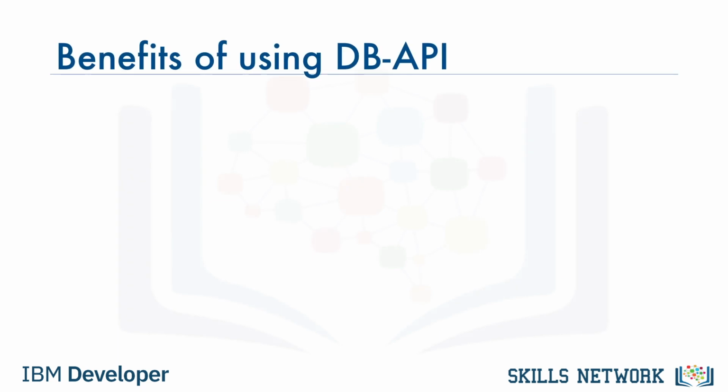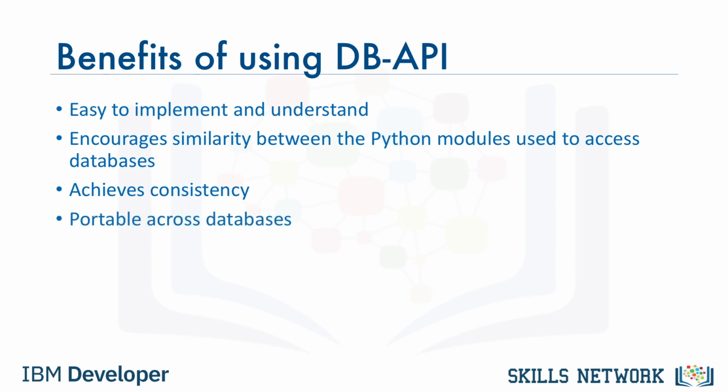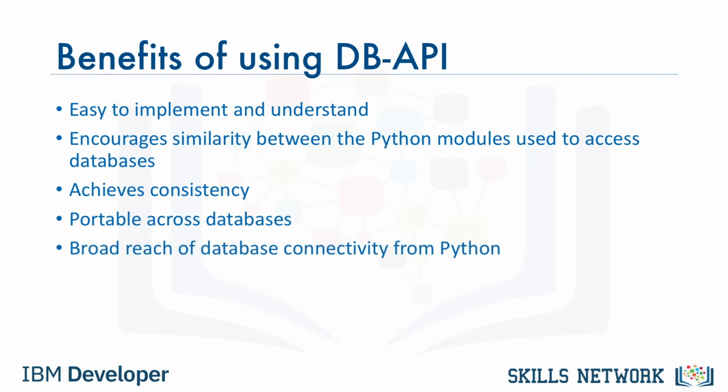Here are some advantages of using the DB API. It's easy to implement and understand. This API has been defined to encourage similarity between the Python modules that are used to access databases. It achieves consistency, which leads to more easily understood modules. The code is generally more portable across databases, and it has a broader reach of database connectivity from Python.